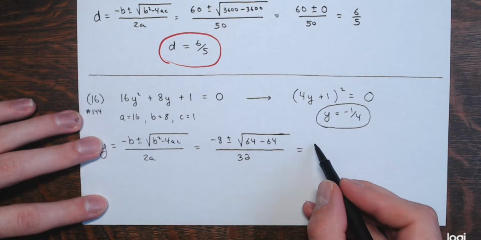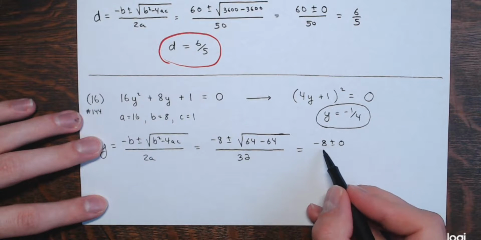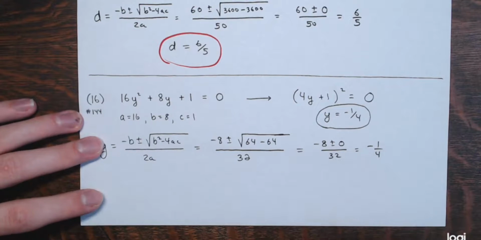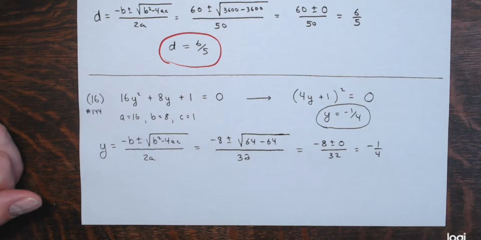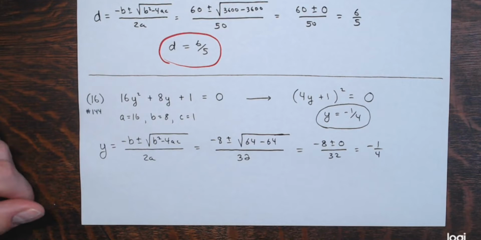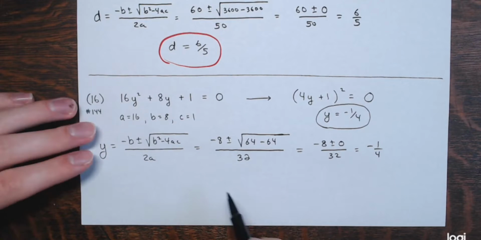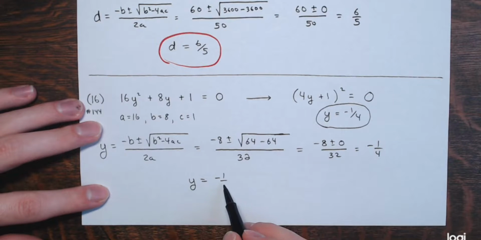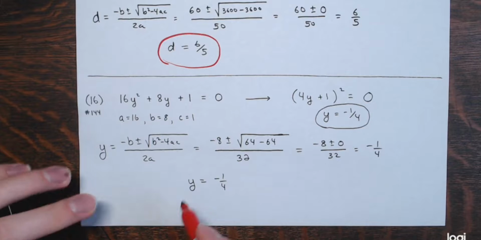So I end up with negative 8 plus or minus 0 divided by 32, which would be negative 1/4 plus or minus 0. All right, negative 1/4 plus or minus 0, which changes nothing. So the only solution to this equation is y equals negative 1/4. Wonderful. Right.